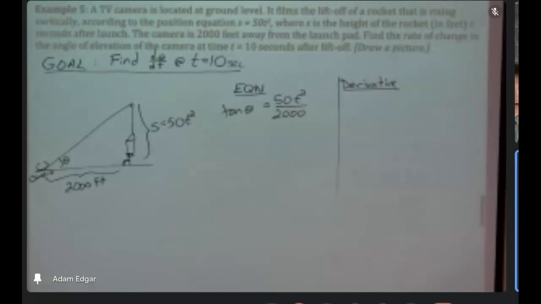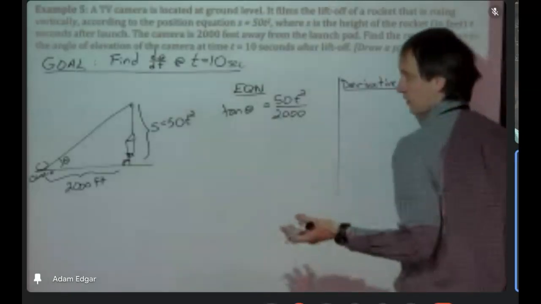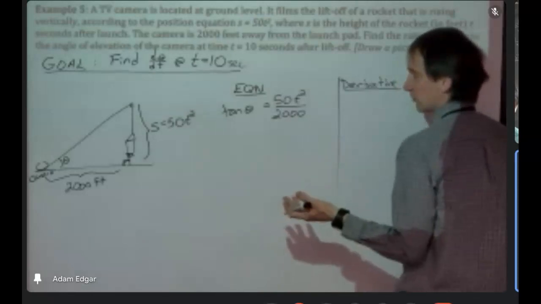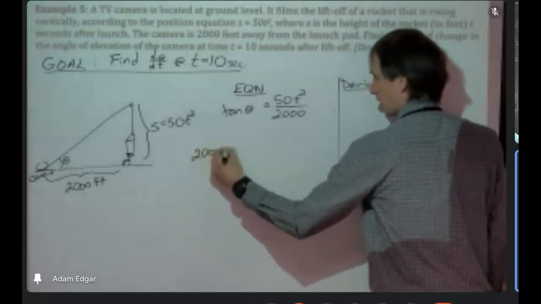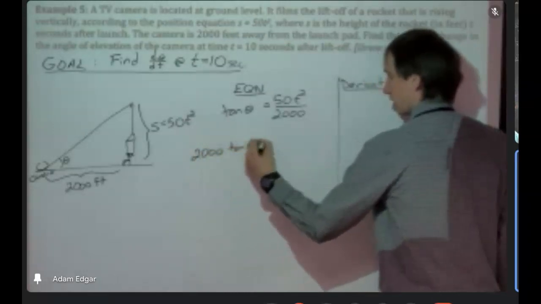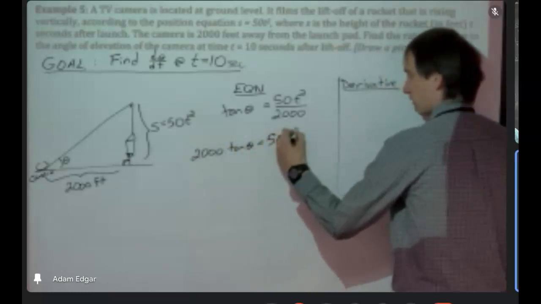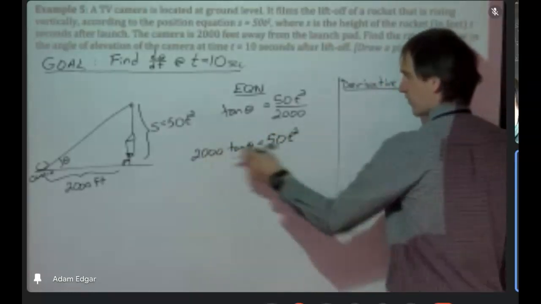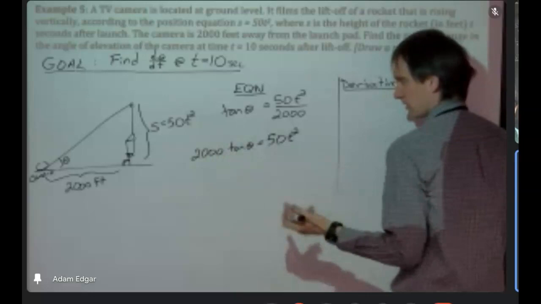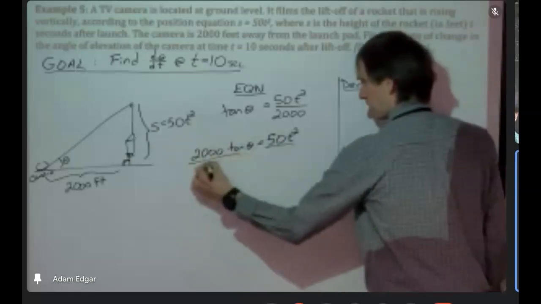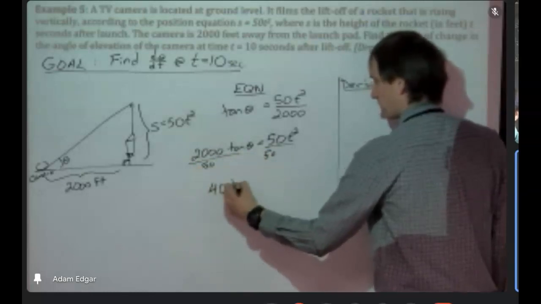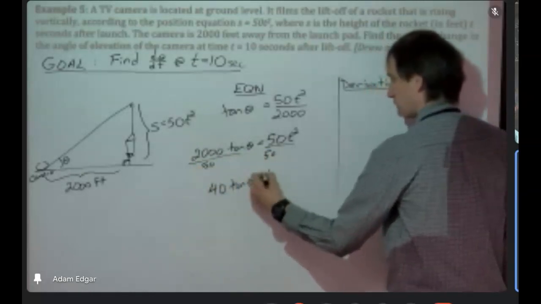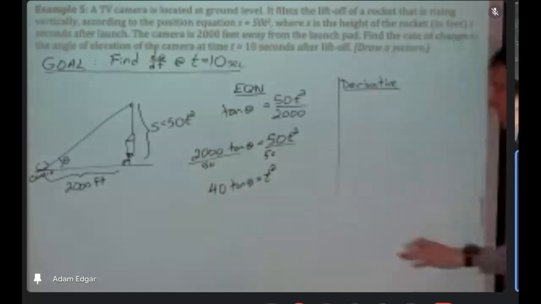Now, once you've got that, maybe nice to get rid of the fraction here. So how can we disappear the fraction? Just multiply the 2,000 over. So you have 2,000 tangent theta equals 50t squared. Actually, is there something you can divide by to make the number smaller? 50. Let's divide by 50. What's 2,000 divided by 50? 40. Yeah, that's much nicer. So we have 40 tangent theta equals t squared. That's going to be a much nicer equation to work with.